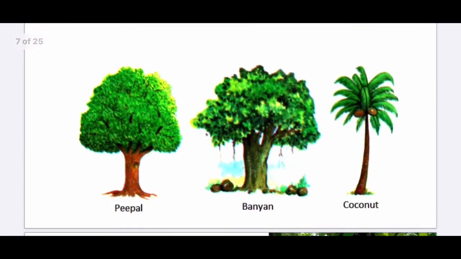Trees are large plants. They have one main stem. We call it the trunk. Trees branch from the upper part of the plant. Trees can survive for many years. Trees have deep roots.